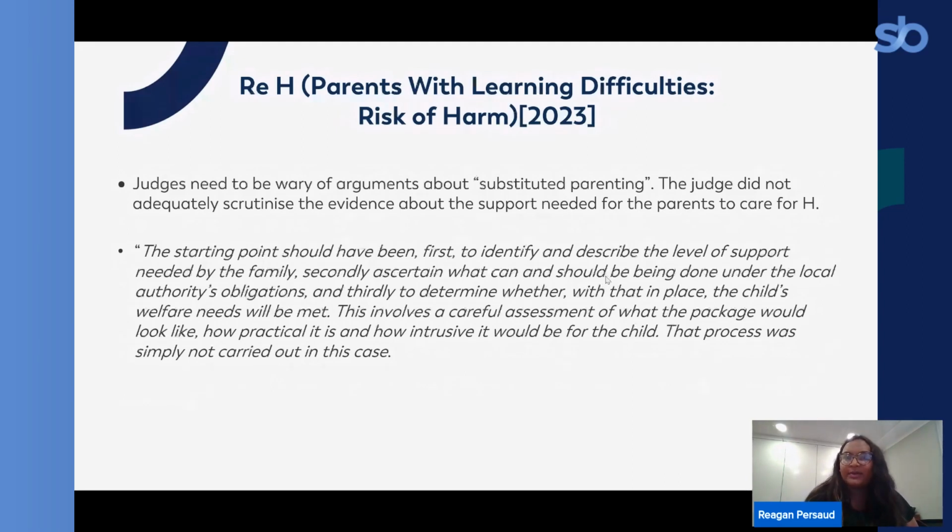The starting point should have been to identify and describe the level of support needed. Secondly, ascertain what can and should be doing or done under the local authority's obligations, and thirdly, determine whether with that in place a child's welfare will be met. We don't often see that, sadly, in the analyses that we see in these cases. We don't see it in that structure. If you get a case where you see the words substituted parenting being bandied around, make sure you come back to Re-H. It is exactly the judgment you need, because of course it is a proportionality argument, and it is very difficult for anyone to say it's substituted parenting without first outlining what the support on the ground that could be available would look like, and then going to why that wouldn't be enough.